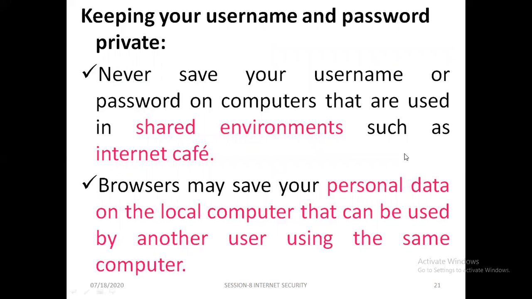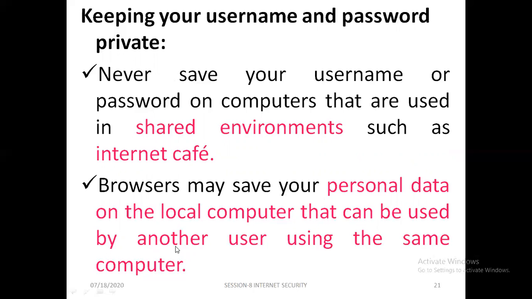Then keeping username and password private. Never save your username and password on computers that are used in a shared environment such as an internet cafe. That means when you go to public browsing centers, don't choose options like save passwords for future use. Some notification will appear when you are entering a username and password. In that case, you just choose the option never save passwords. Browsers may save your personal data on the local computer of that internet cafe, which can be used by another user using the same computer.